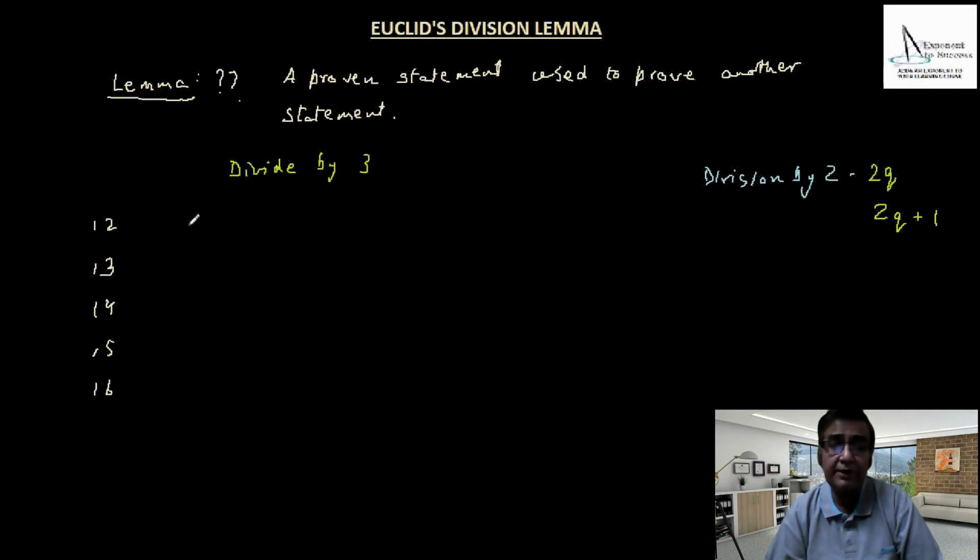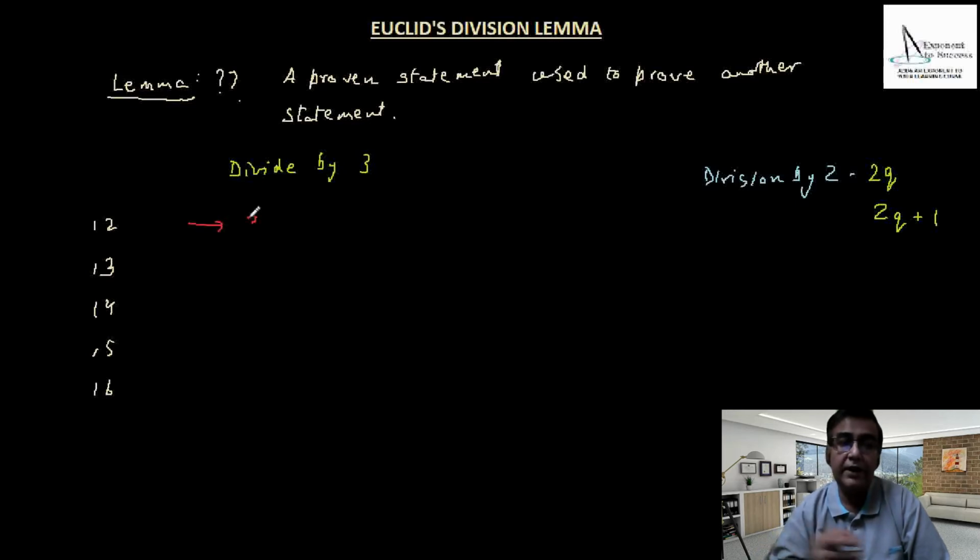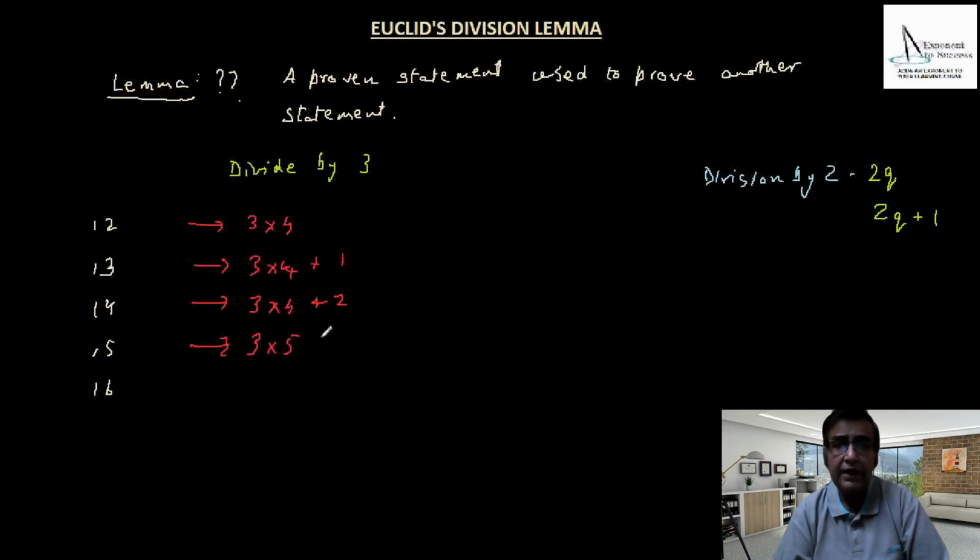What happens when we divide these numbers by 3? So again 12 can be written as 3 times 4, which is 12. 13 can be written as 3 times 4, which is 12, and it leaves a remainder of 1. 14 is again 3 times 4, which is 12, and it leaves a remainder of 2. 15 is just 3 times 5, no remainder, and 16 is 3 times 5 plus a remainder of 1. And if we look at 17 also, it will leave a remainder of 2, and then again it will be 18, no remainder. So the cycle will continue.